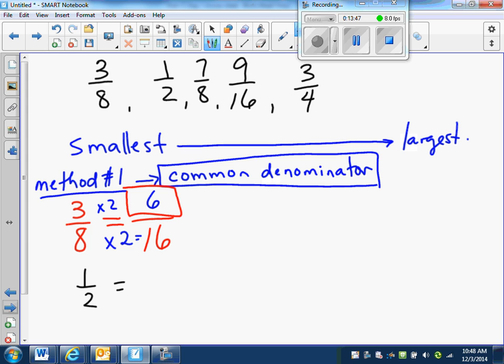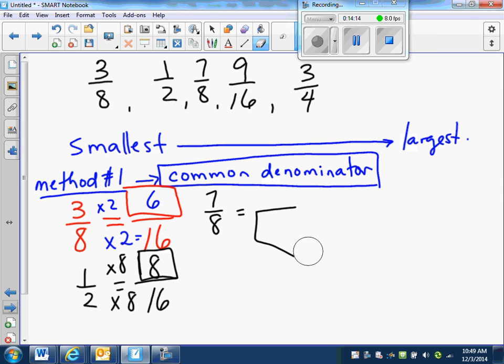If we had a half, what does a half equal over 16? Someone else, you can raise your hand, yeah? 8. Okay, so we multiplied this by 8, so we must multiply the top by 8 as well. And so we end up with our 8 over 16. Okay, and if we keep doing that for all of these, 7/8 equals, I don't want to put the little box in the bottom.